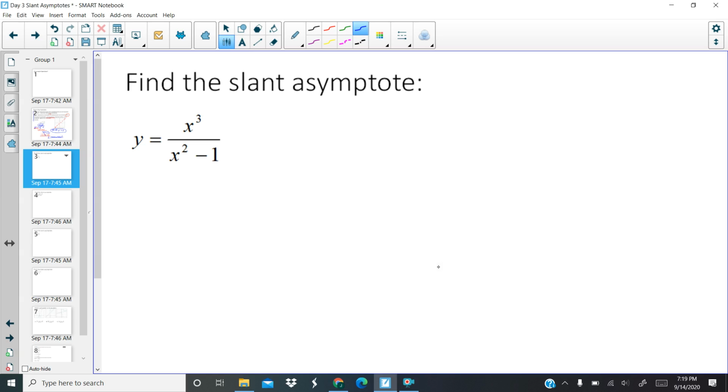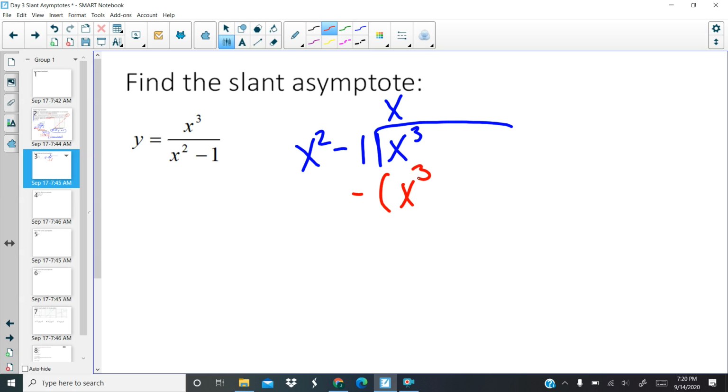Okay, so here's my next example. We need to divide x cubed by x squared minus 1. So the first thing that you're looking at is how many times does x squared go into x cubed? And the answer to that is just going to be 1x. And so then I need to multiply the x on the top that we just wrote times the x squared minus 1 on the outside and subtract it away from my inside portion. So I'm going to do minus x times x squared is just going to be x cubed, and x times negative 1 is negative x.